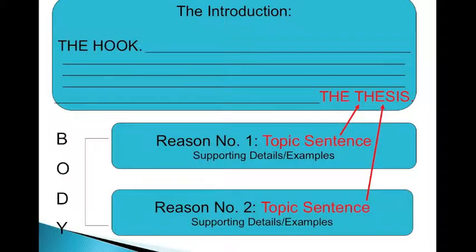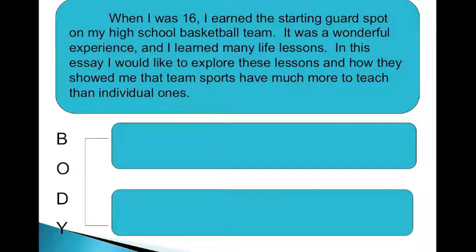So now let's begin with an introduction from this essay. When I was 16, I earned the starting guard spot on my high school basketball team. It was a wonderful experience, and I learned many life lessons. In this essay, I would like to explore these lessons and how they showed me that team sports have much more to teach than individual ones. So notice now when I begin the topic sentences of each paragraph, notice how I've tried to connect those topic sentences directly to the thesis. First off, the last part here is the thesis, so we will leave this highlighted.